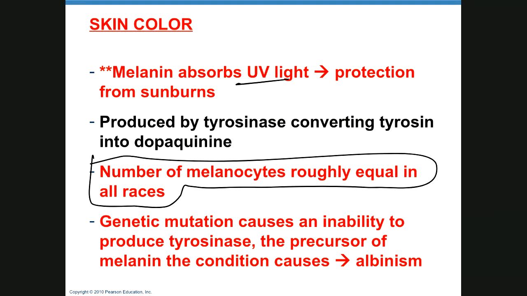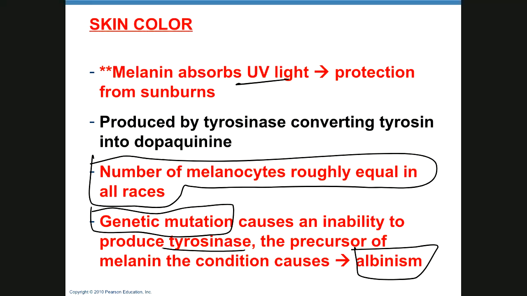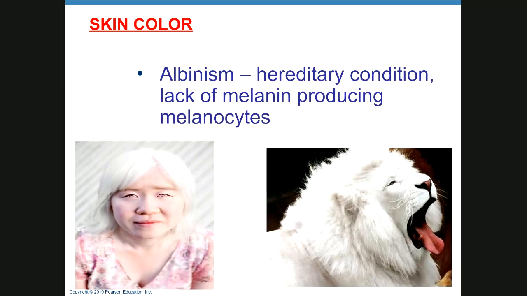There are genetic mutations in which the melanocytes are unable to produce melanin. And in those cases, the enzyme that is needed for the production of melanin is lacking, that gene is mutated, and the condition is called albinism. Now, albinism does more than just give us hair and skin that is very, very light.